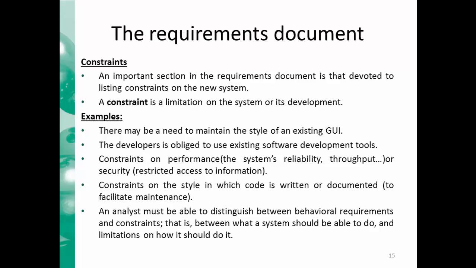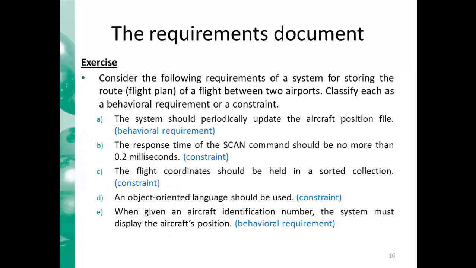A behavioral requirement is some functionality that needs to be implemented in the system, something the system must be able to do, whereas the constraint is a limitation on that behavior. In this exercise, we'll have a look at some of the requirements to find whether they are behavioral requirements or constraints.